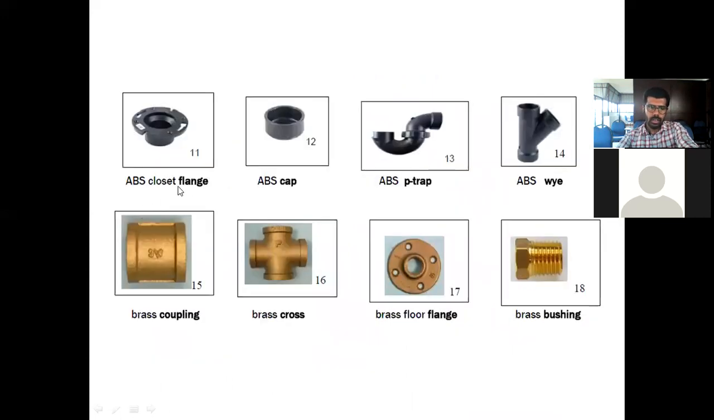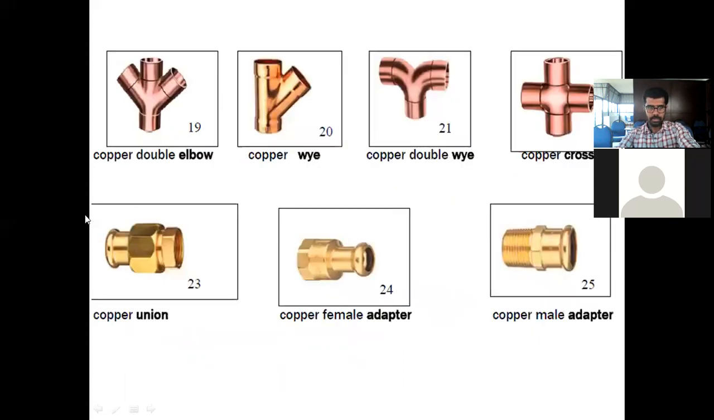These are closet flange, ABS cap is there, you can have a cap. Heat trap is there. Okay. P joint is there, brass coupling, brass cross coupling, or cross joints. Floor flange is there, brass bushing is there. These are different: wide joint, double wide, copper cross, nail and after. These are different fittings. Okay.